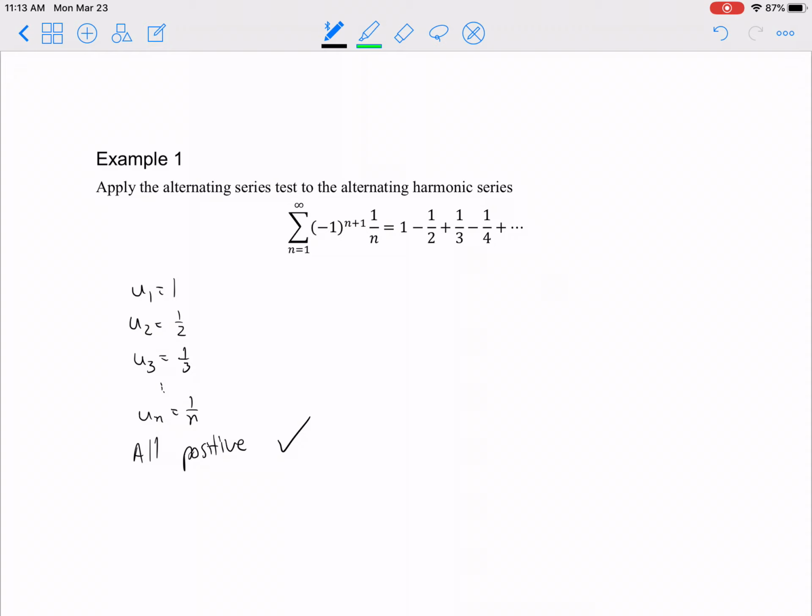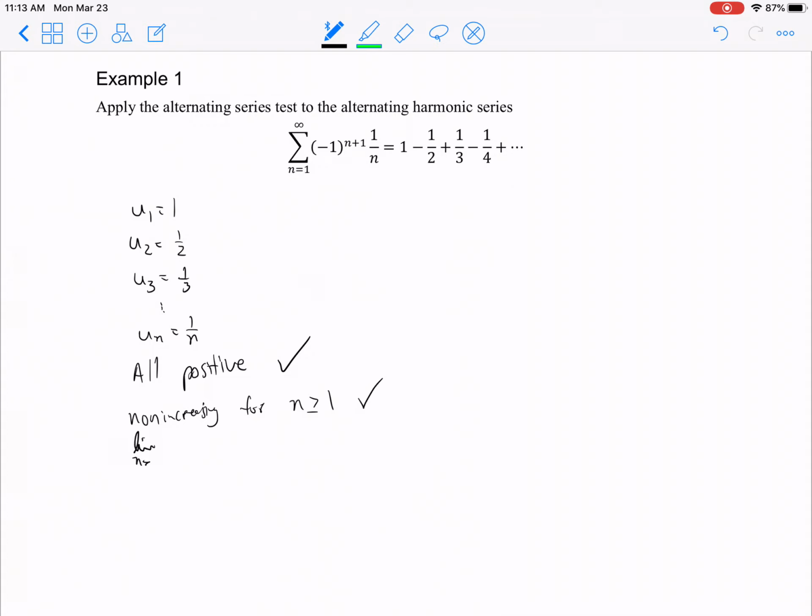We also need to check, is it non-increasing for n greater than or equal to 1, and the answer to that is yes. We are consistently stepping down every time. 1/2 is less than 1, 1/3 is less than 1/2, and so on and so forth. And then we need to check the limit.